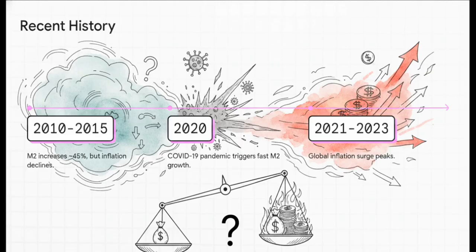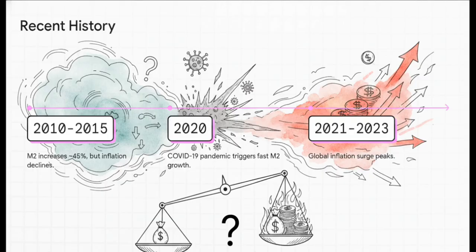From 2010 through 2015, the broadest measure of the money supply, M2, increased by about 45%. That's way faster than GDP growth. According to strict monetarism, inflation should have absolutely skyrocketed, yet the inflation rate actually went down.